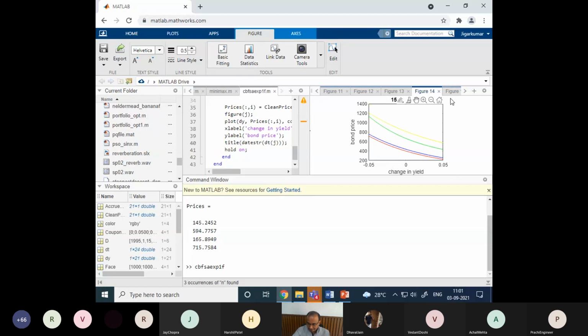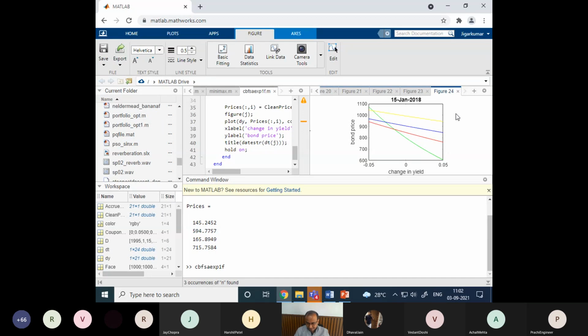7, 8, 9. Now you can see these two curves are becoming parallel, but these two are slightly trying to cross. So I will go up to figure 24. And let me see, the last is figure 24. Now these two have crossed. You can see how the yield is changing on the last date of evaluation.